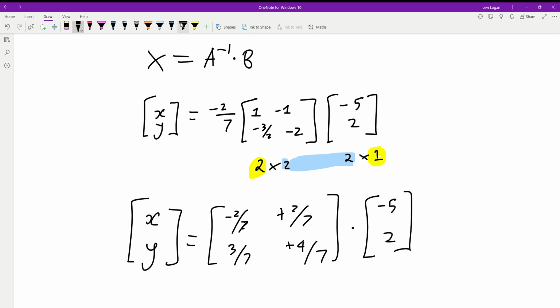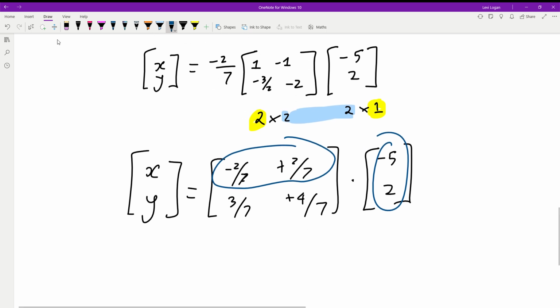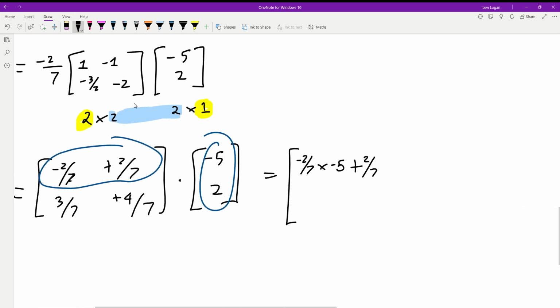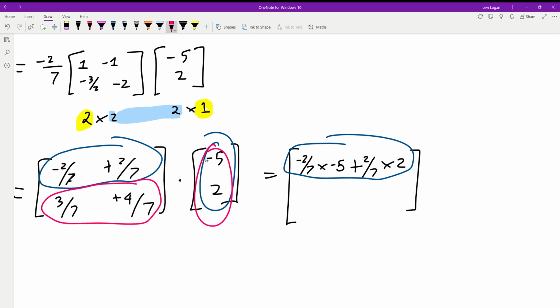Then you just go row times column, okay? So this row times that column will give you your first output here. So here it'd be negative 2 on 7 times negative 5 plus 2 on 7. And I'll move it across because we're running out of room. 2 on 7 times 2, okay? So that's going to be your X coordinate. Then you now go the second row times the column again, okay? So it'll be 3 on 7 times negative 5 plus 4 on 7 times 2, okay?